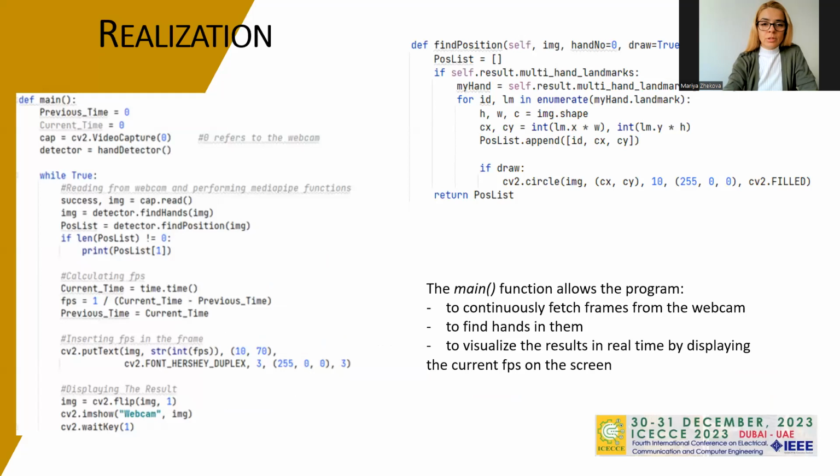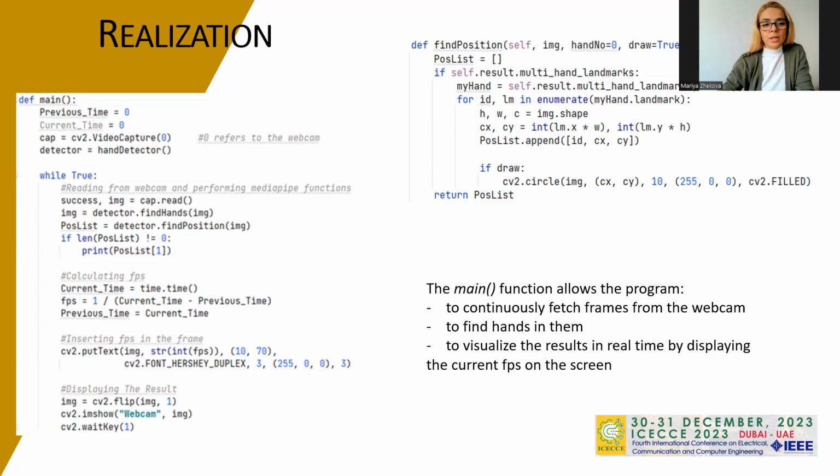The find position method, as you can see, takes the image on which to search for the hand position. Two additional parameters are created, hand number and draw. Hand number specifies the index of the hand, the default is the first hand. The draw parameter controls whether to draw the hand points on the image. This method finds the position of the points on the hand in the frame and returns them as a list of positions, returning the position list finally.